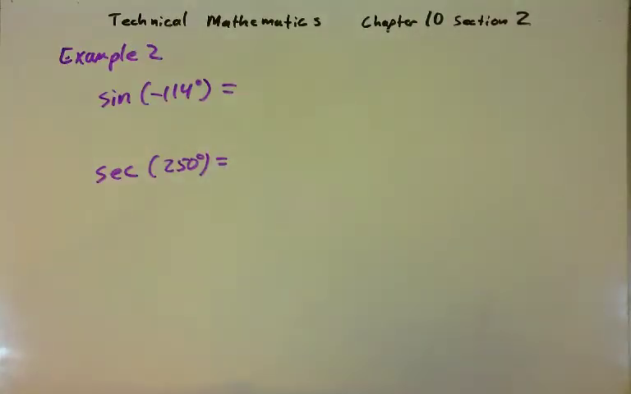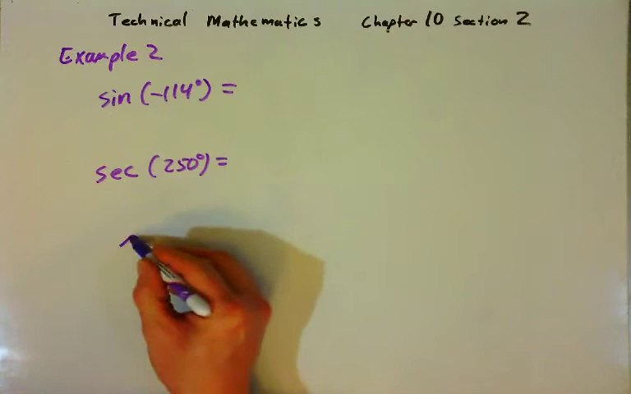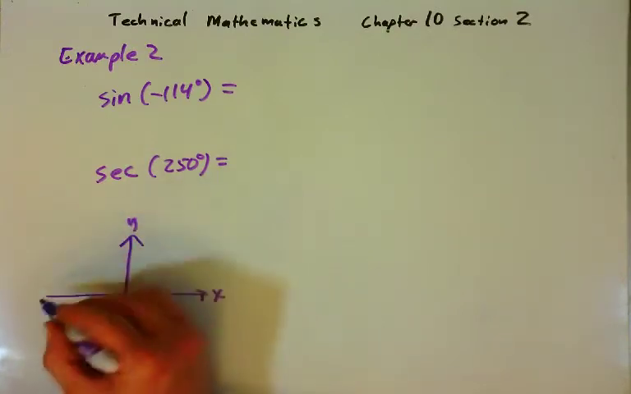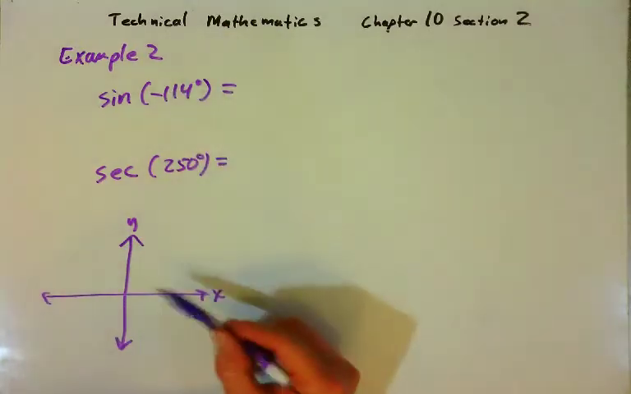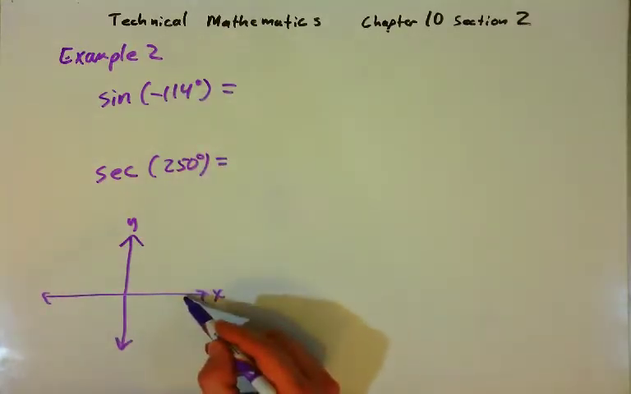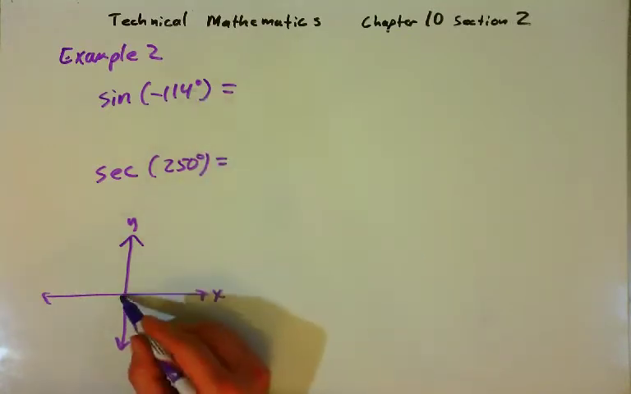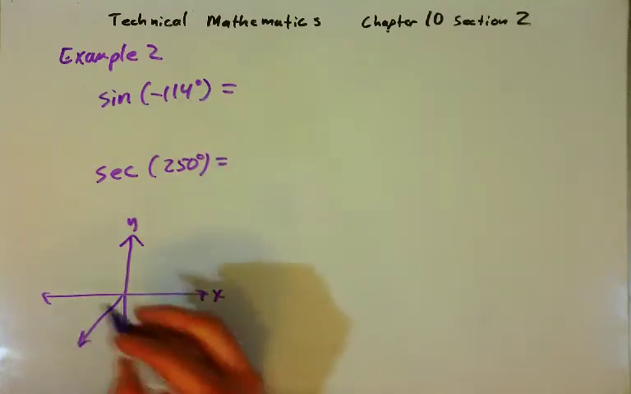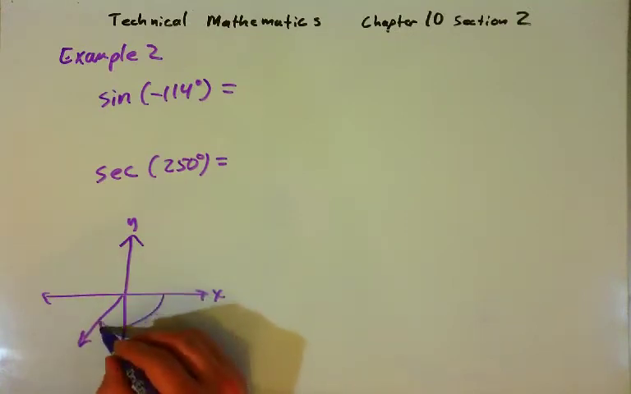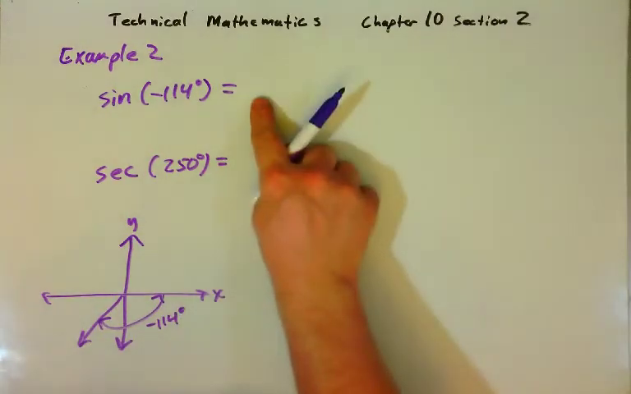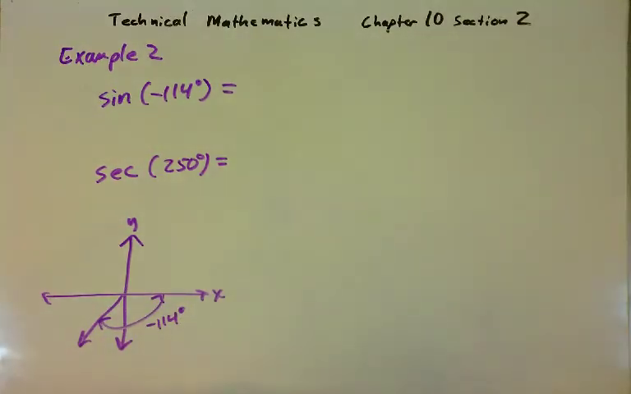This is example 2. It says find the sine of negative 114 degrees. Also find the secant of 250 degrees. First let's look at the angle on the coordinate plane. Negative 114 degrees means we start at the positive x-axis and rotate clockwise because it's negative. It's greater than 90, so it's down here somewhere. This angle theta is negative 114 degrees. Now we can simply type this into our calculator.